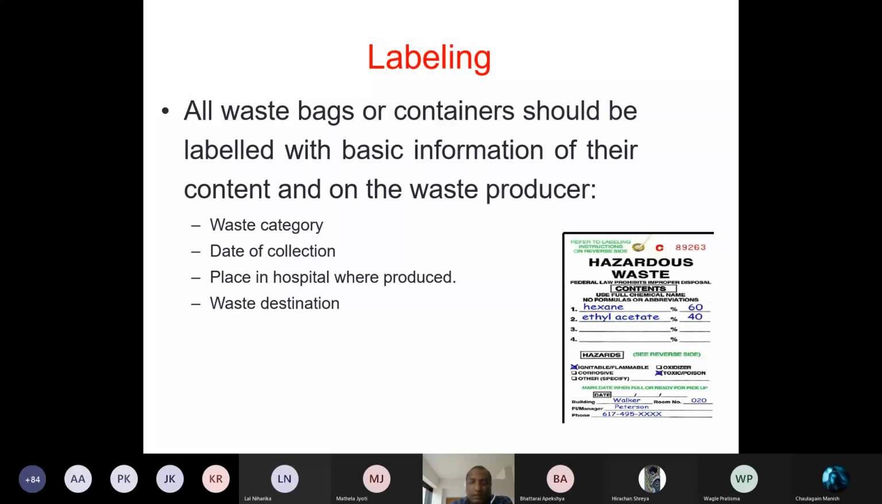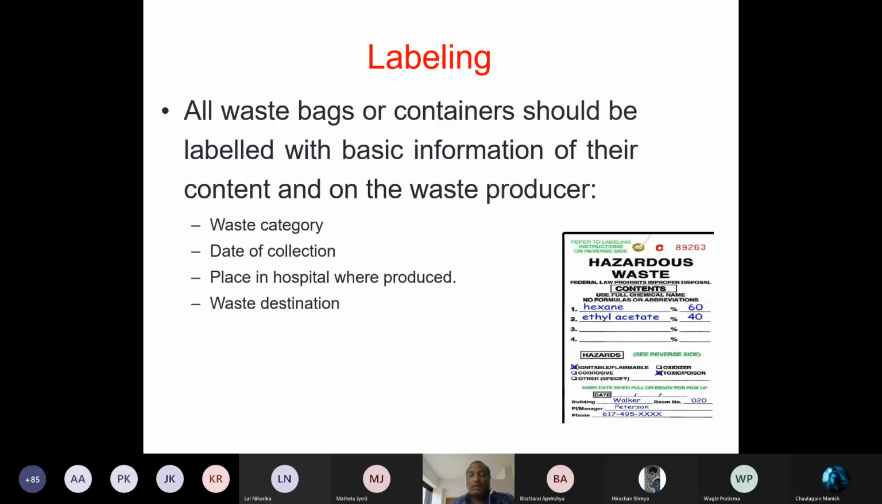So labeling means after collecting waste in suitable containers as per its nature, we have to label it with the category of waste. How many categories have we discussed till now? Ten categories. So out of the ten categories, we mention which category it is, on which date it was collected, where it was produced, which ward or unit, and what the waste destination is, meaning where it will be stored and where it will be disposed.